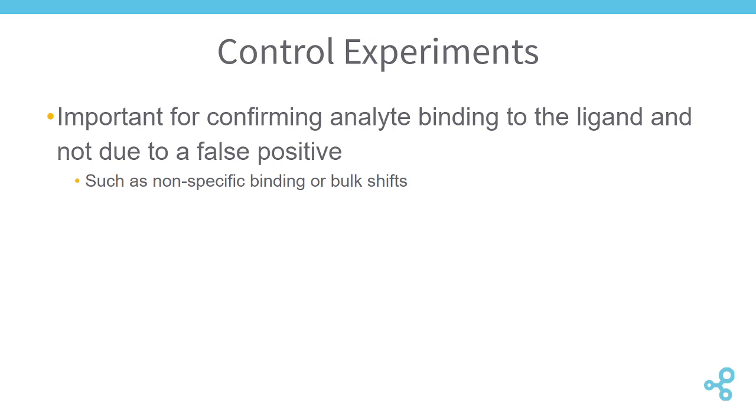We'll go through a couple of examples of these. But again, these are things that should also be included when we're going to publish our data. We should have our control experiments explained in the methods so that when the reviewers are looking at the data, they can be confident that the data we are seeing is specific binding of the analyte to the ligand.